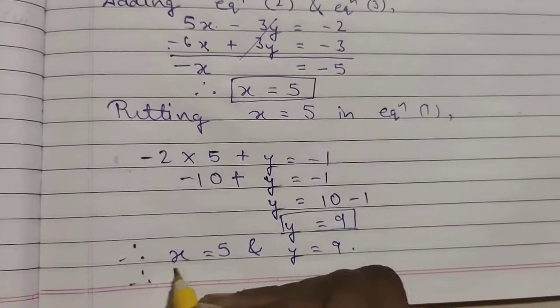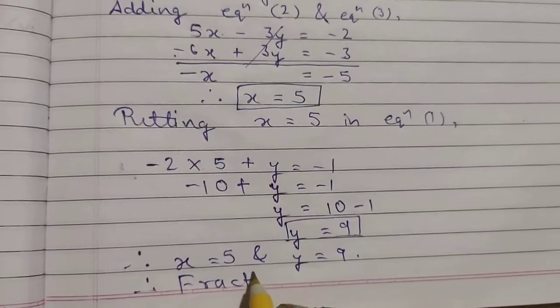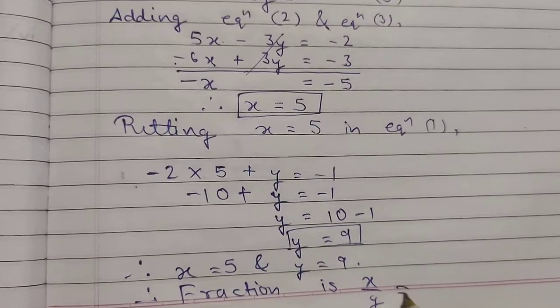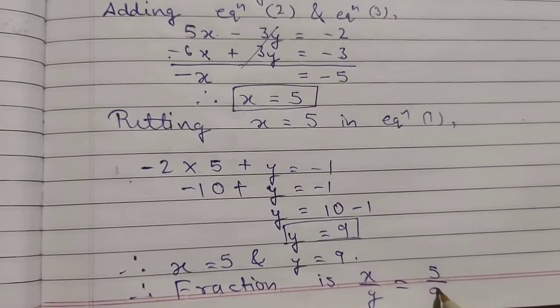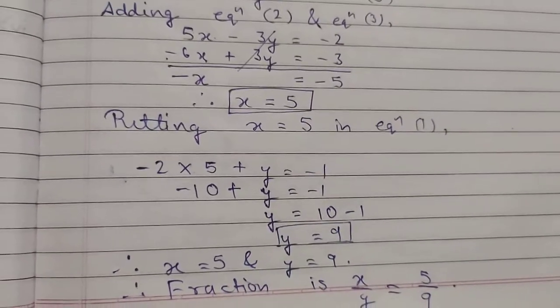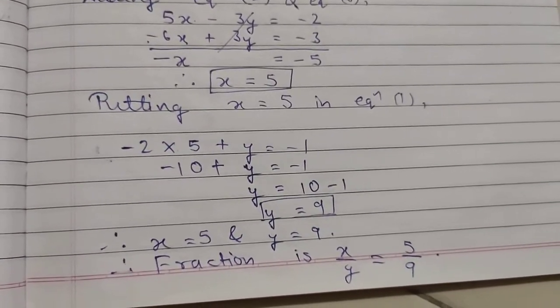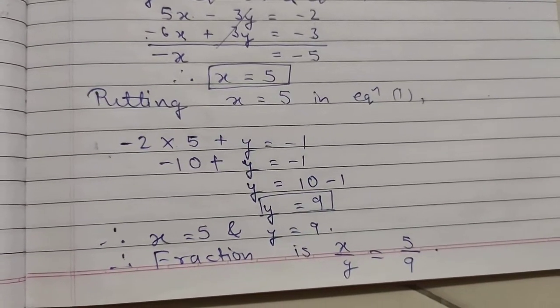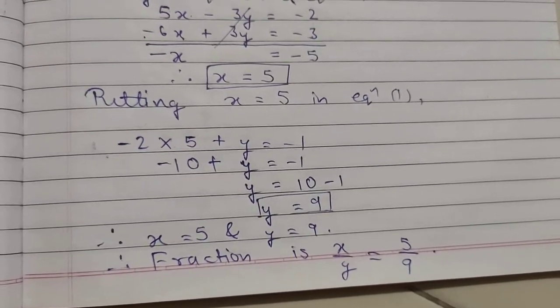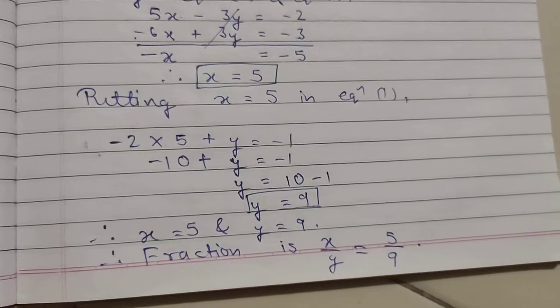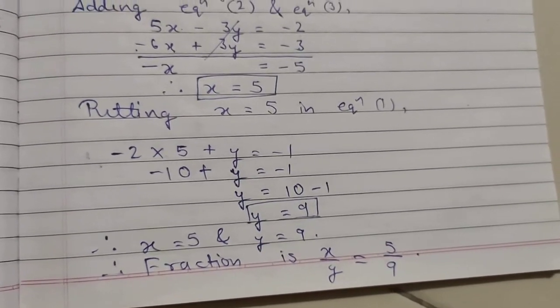So we can write our fraction, the fraction is x upon y, and x upon y is 5 upon 9. So finally we got x upon y, that is our ratio or fraction, 5 upon 9. So this was our second question. Now the remaining questions we will do in the next class.